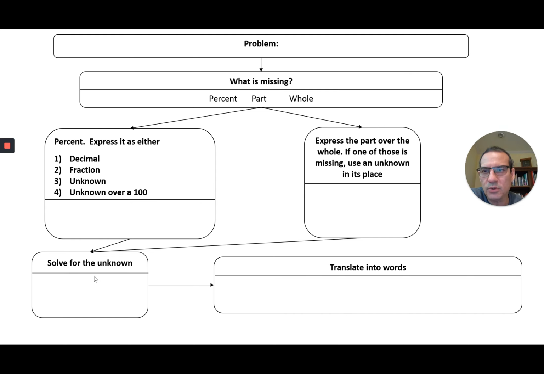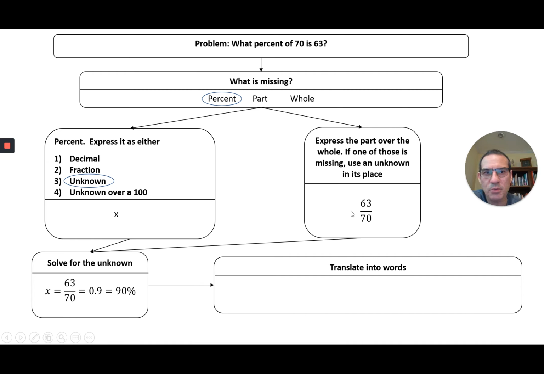So let me show you here a couple of examples. The first example is, what percent of 70 is 63? So in this case, what we're looking for is a percent. And since it's missing, you have two options, either represent it as unknown or unknown over 100. So I'm going to do this first, unknown. It's going to be x. And then the part over the whole will be 63 over 70. So now based on that, you just make those equal, and then you find the percent.